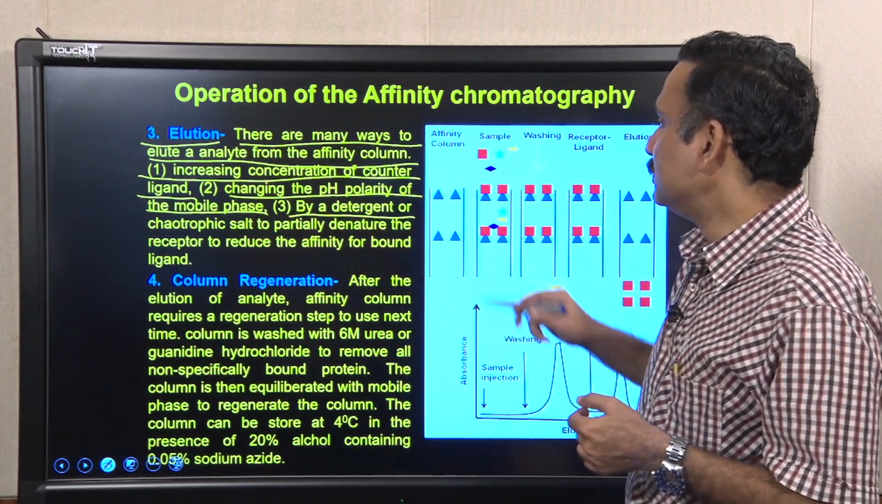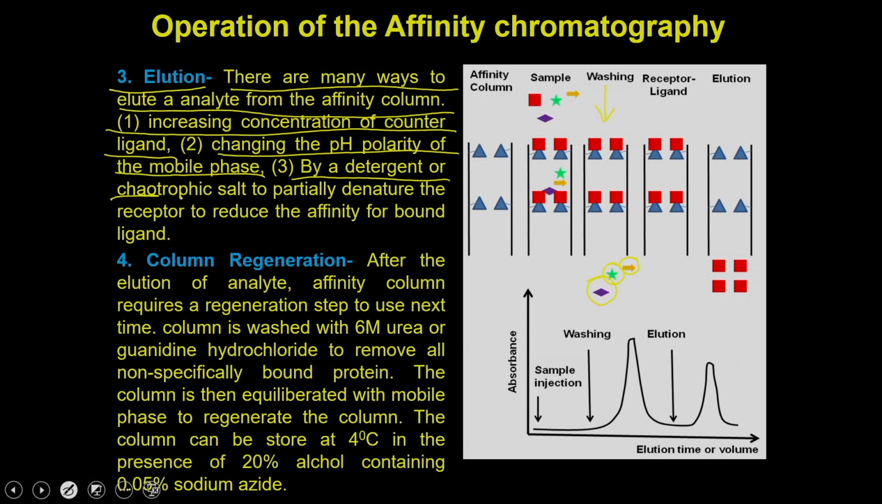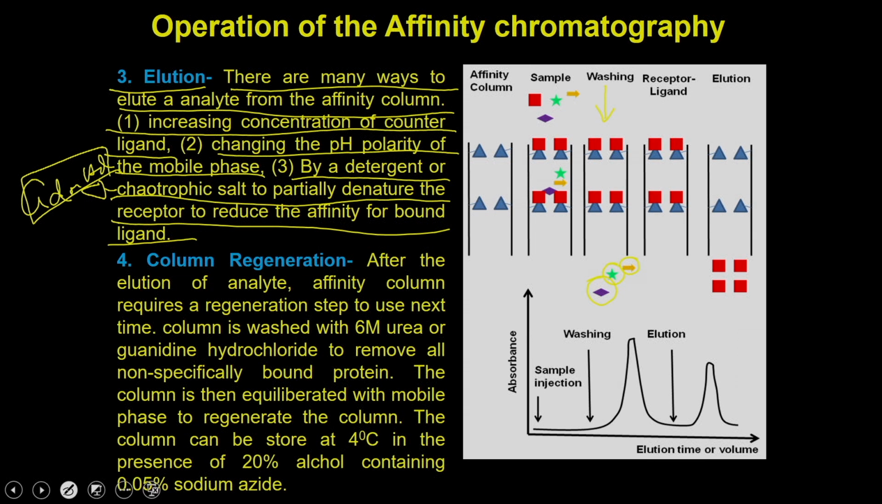Then you can also use detergents or chaotropic salt to partially denature the receptor to reduce the affinity to the bound ligands. So, the third is that you can use some denaturing conditions, for example detergents or chaotropic salt. Chaotropic salt means you can use guanidinium hydrochloride, which is a denaturing agent. If you put in guanidinium hydrochloride, it is going to denature the proteinaceous receptor or the ligand.